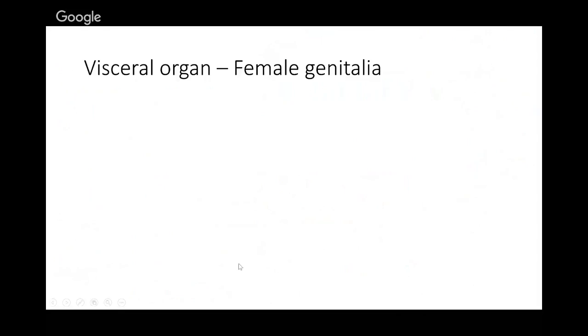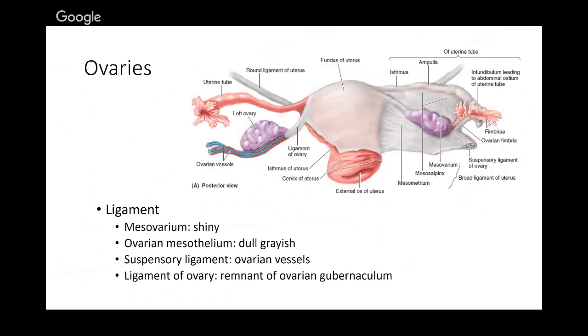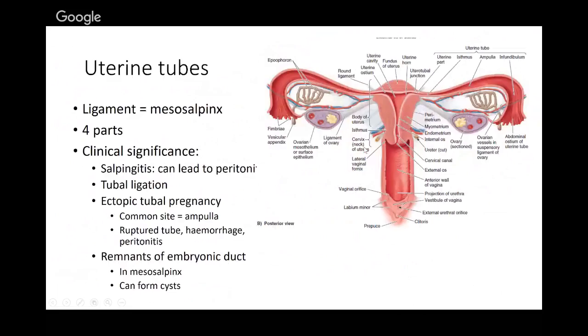Okay, so it's all about visceral organs of the female. So if female, you have the ovaries. Ovaries are suspended by a number of ligaments. I guess the important ones are the suspensory ligaments, which are these ones here, because they contain the ovarian vessels. And the rest is just there.